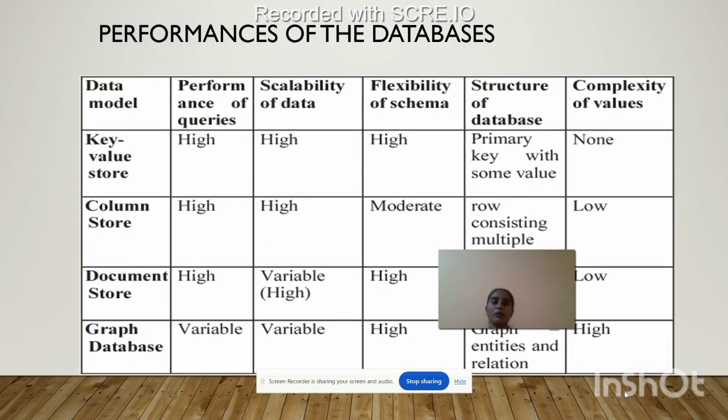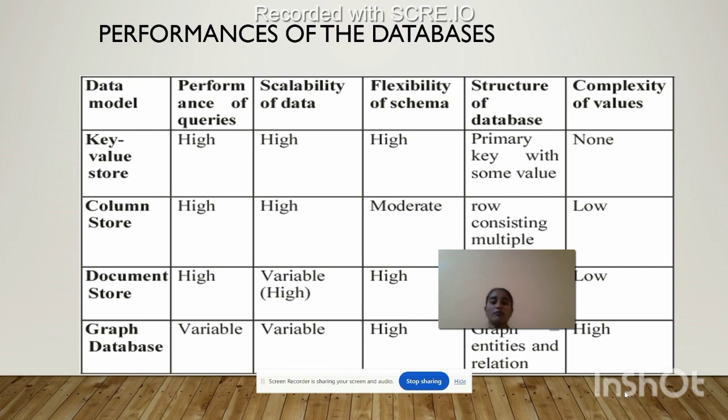Here is the performance of the databases. Performance of the databases includes the performance of the queries, scalability of the database, flexibility of the schema, structure of the database, and complexity of the value. First is key value store database. Performance of the query in the key value is very high. Scalability of the data is also high. Flexibility of the schema is also high. Structure of the database is primary key with some value, and it has none of the complexity values.